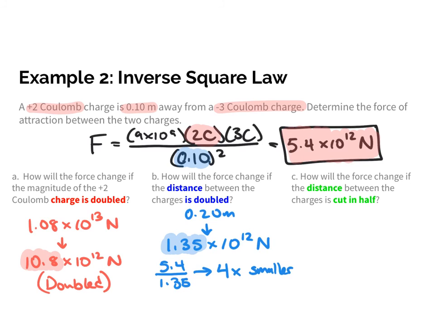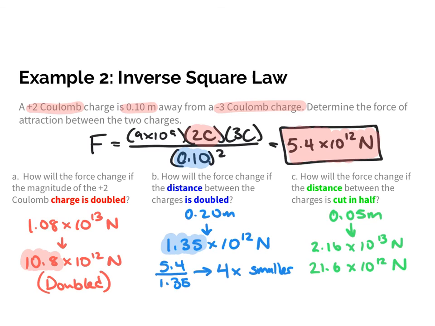Let's see if we can think about the same thing, but now instead of doubling the distance, I'm going to cut the distance in half, meaning I'm going to bring those two charged objects closer to each other. If I take 0.10 and cut it in half, my distance is now 0.05 meters. If I do that, I would get a force equal to 2.16 times 10 to the 13th newtons, which is the same thing as saying 21.6 times 10 to the 12th.